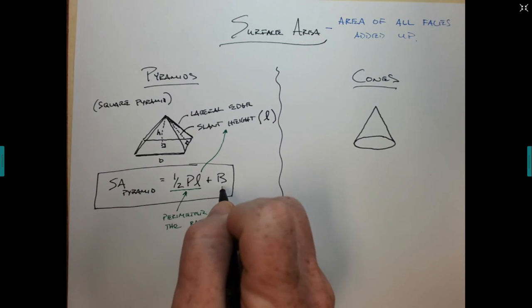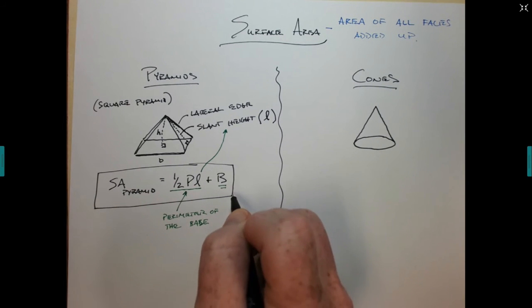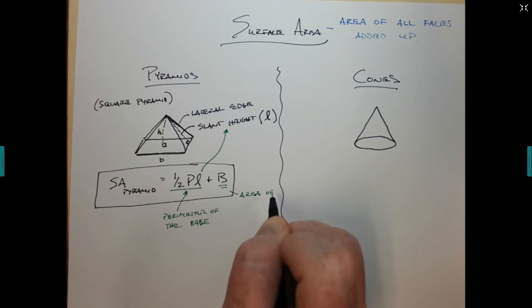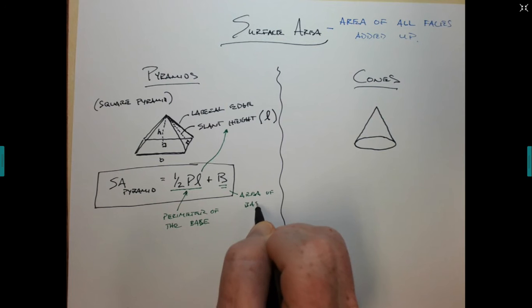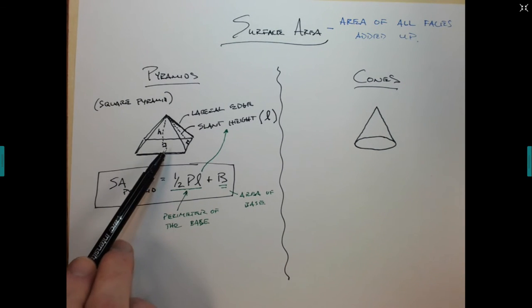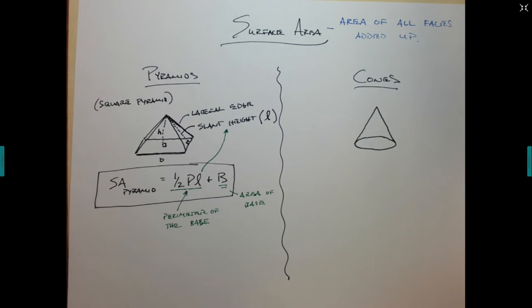You've got to be careful here. Capital B, that stands for area of the base. So this capital B's got to turn into some formula every time. Here, we're going to want to find the area of the square. So capital B is going to turn into side squared. If it was a pentagonal pyramid, for the area of the base we're going to use 1/2 AP, which is the area of a regular pentagon.